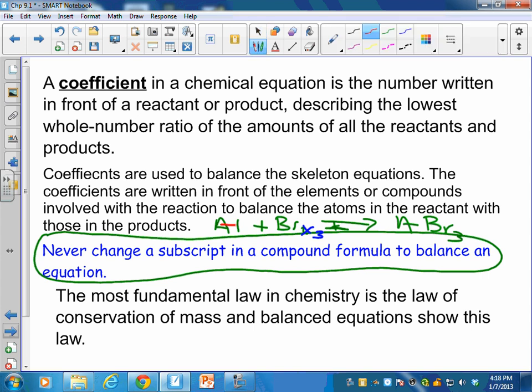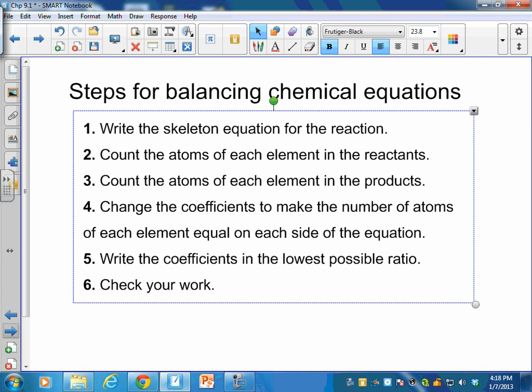It's tempting, but you cannot do that. So that's a big no. It's tempting sometimes to do that, but resist that temptation. Here are the 6 steps for balancing chemical equations.